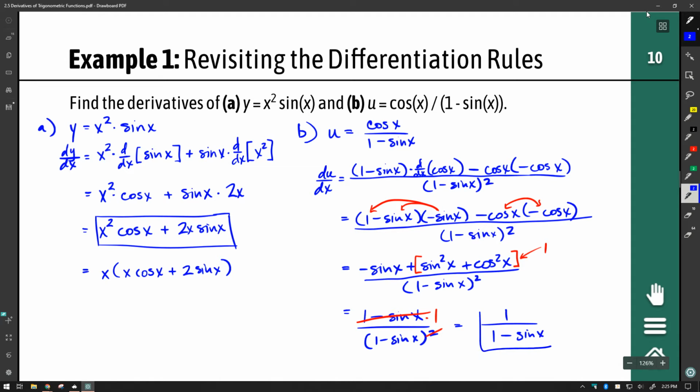I think that's such an interesting problem because remember the original function was cosine of x over 1 minus sine of x, and now the derivative looks really similar. It's almost the same thing except we've replaced the cosine of x in the numerator with just a single 1. And now we have used the derivative of sine of x and cosine of x in some examples.